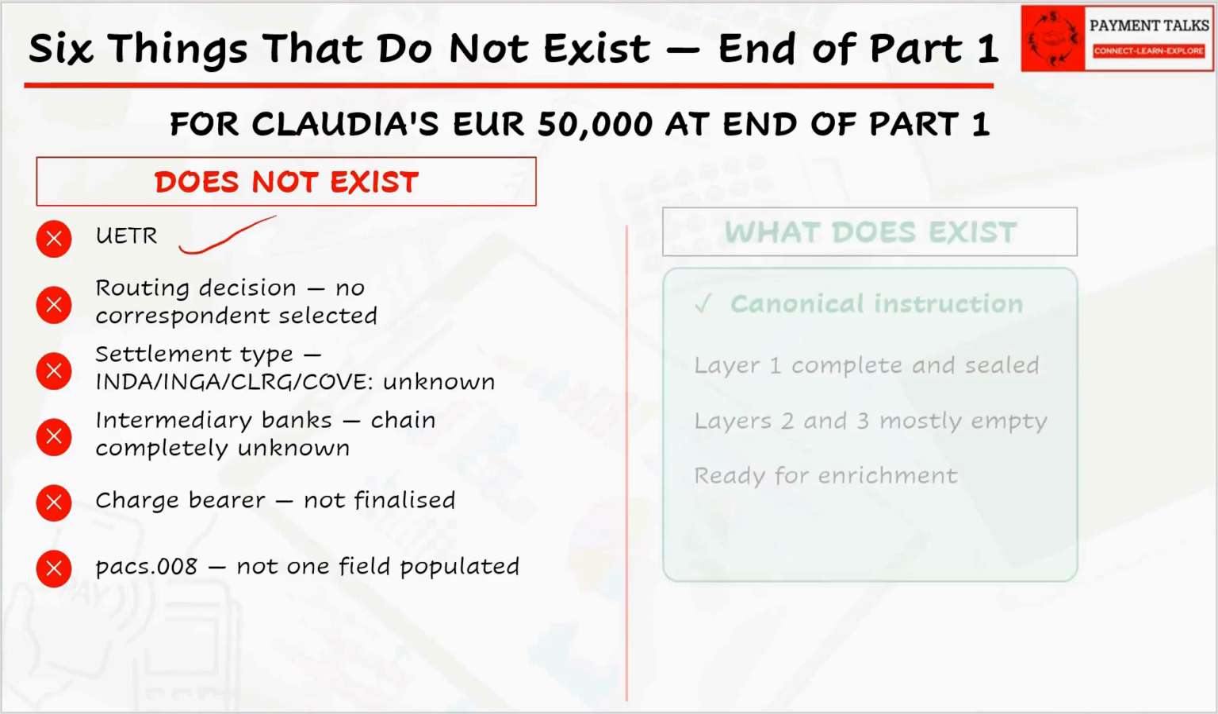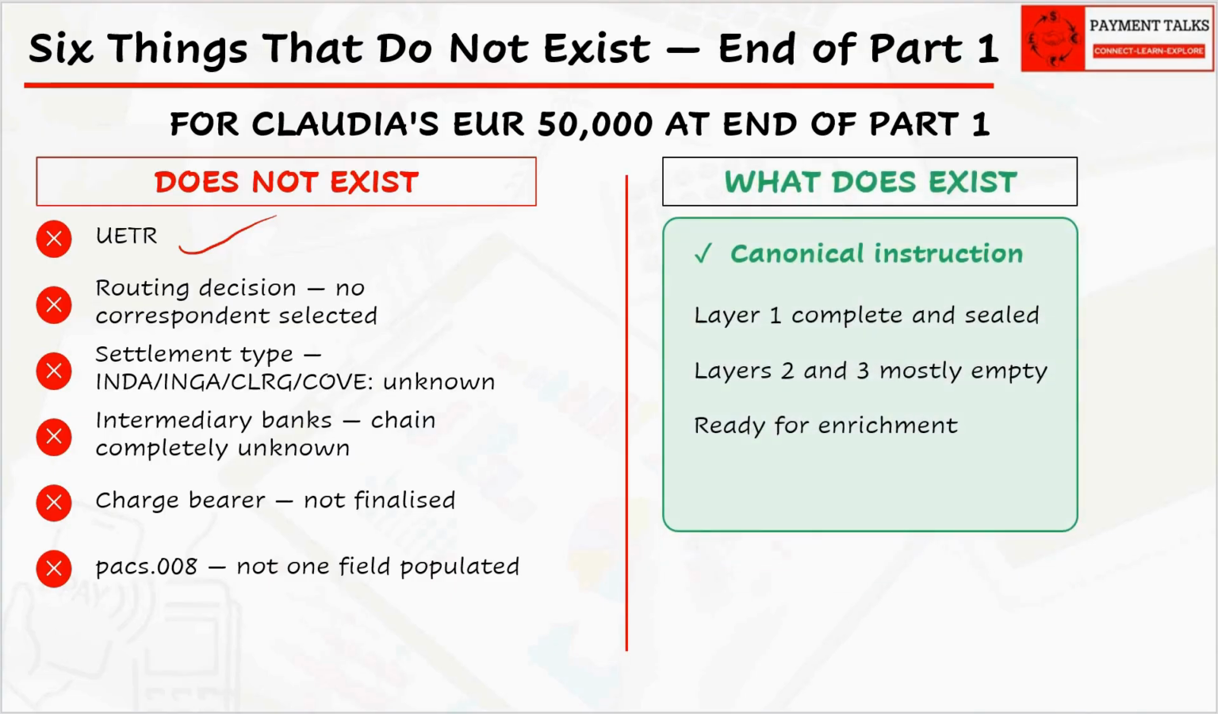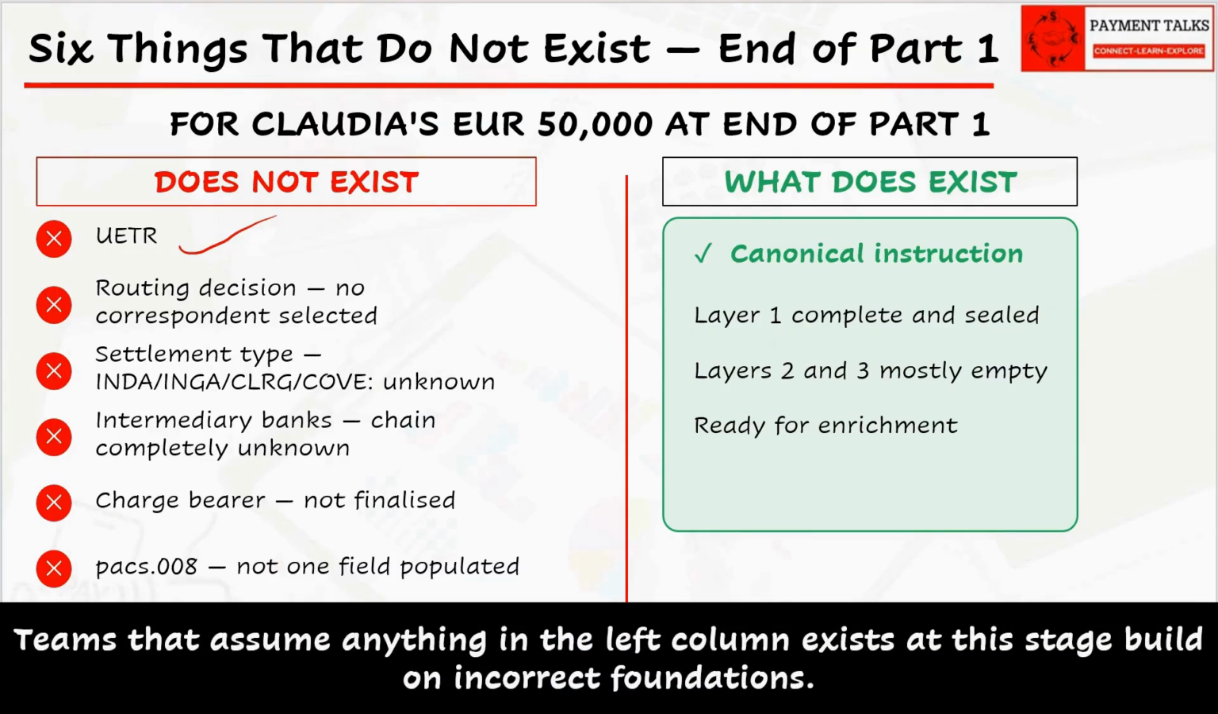What does exist? A canonical instruction with layer 1 complete, layers 2 and 3 mostly empty, sitting in the queue for the enrichment service. If your team assumes anything in that left column exists at this stage of processing, you are building on an incorrect foundation.